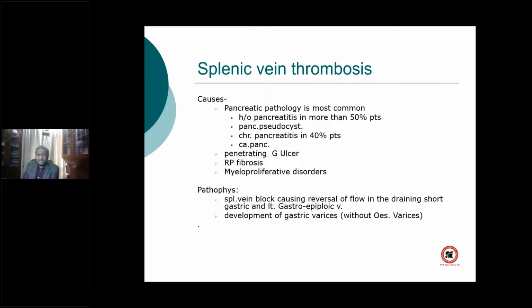What happens now? Reversal of flow. Where? What is draining into the splenic vein? The splenic vessel. Agreed. Doesn't make much of a difference. But remember the short gastric up and the gastroepiploic down. So these, if they get a reversal of flow, are going to lead to what? Development of gastric varices. But one thing is very important, esophageal varices do not develop. So on an OGD, if you find gastric varices without esophageal varices, you have to be on the lookout for some kind of a splenic vein pathology.